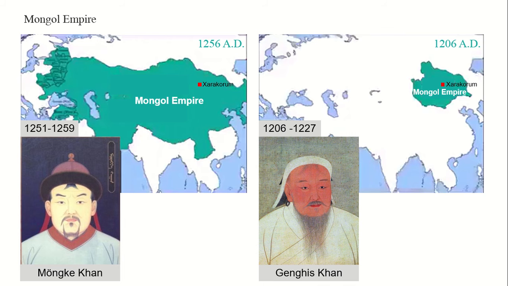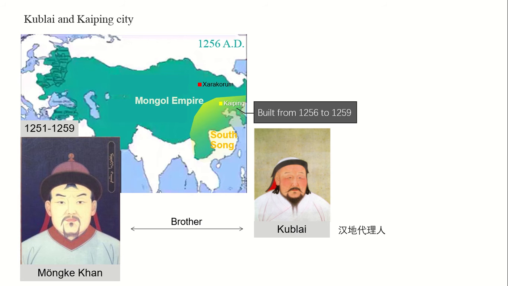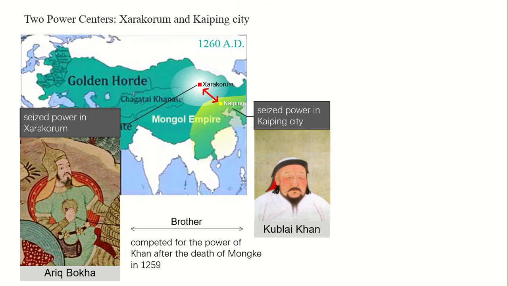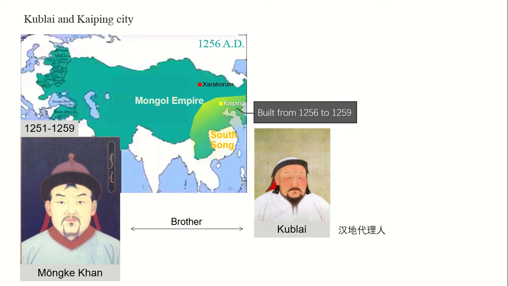Mongke was the fourth Khan of the Mongol Empire, ruling from 1251 to 1259. He ordered his younger brother Kublai to receive the viceroyalty over North China from 1251. In 1256, Kublai decided to build a city at his residence, near the borders of the Mongolian Plateau and North China.